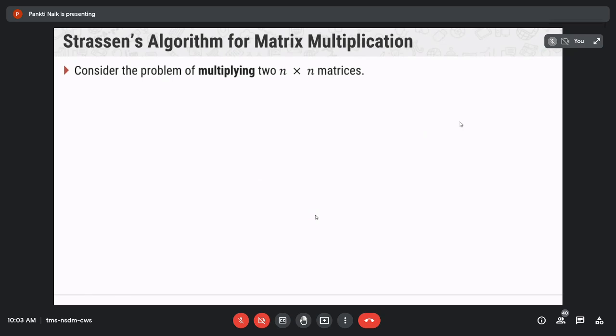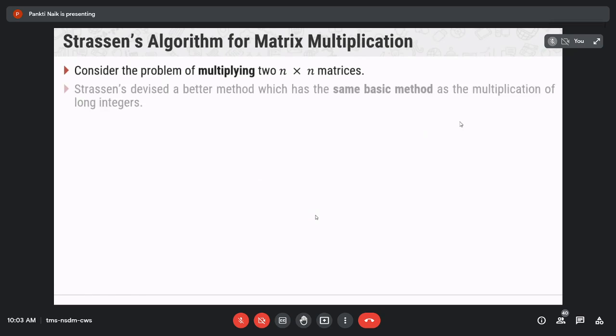But if we use this Strassen's algorithm for matrix multiplication, then we can perform the 2 cross 2 matrix multiplication using only 7 multiplications and 18 additions or subtractions. So how can the divide and conquer approach be used to implement Strassen's multiplication, right?